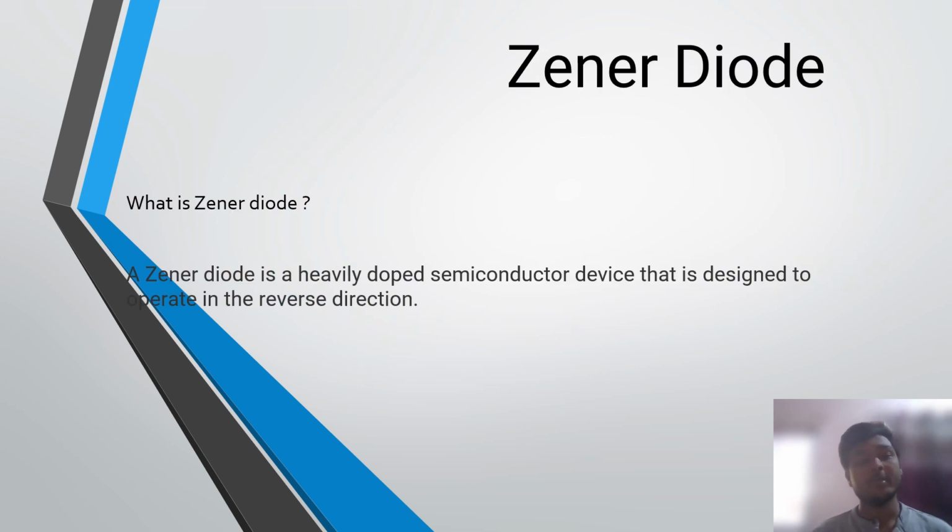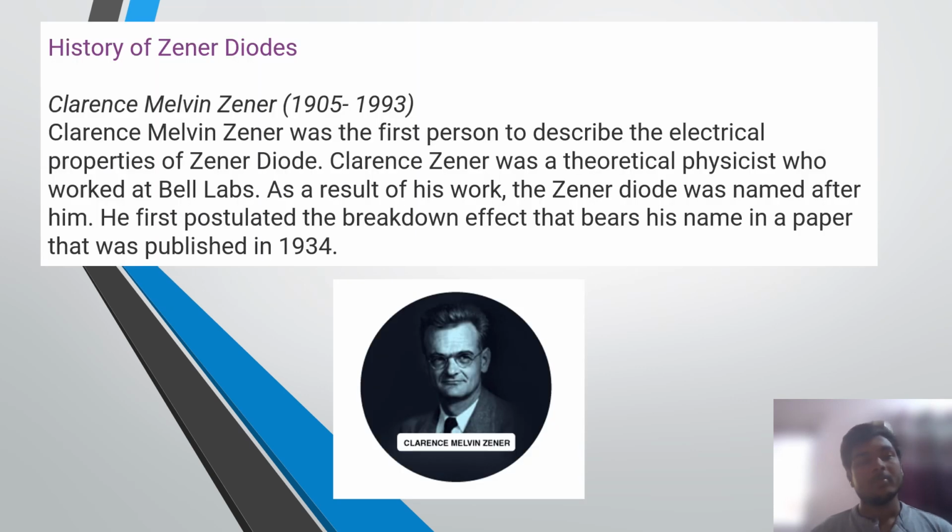Zener diode. What is a zener diode? A zener diode is a heavily doped semiconductor device that is designed to operate in the reverse direction. So, who found the zener diode?